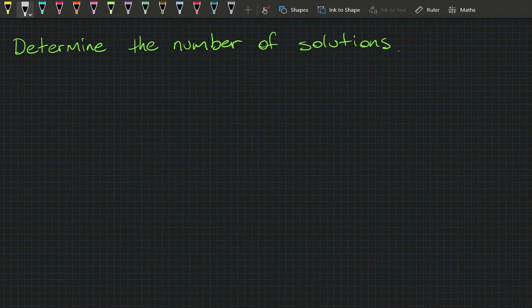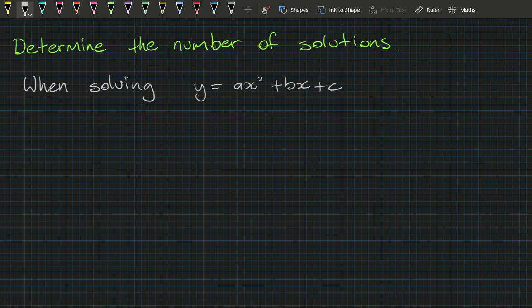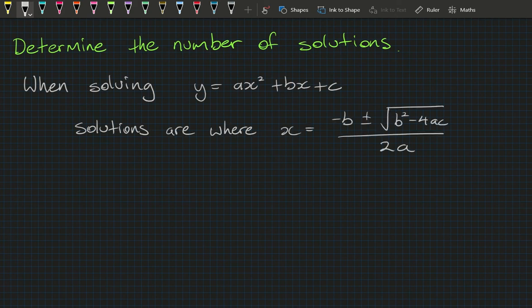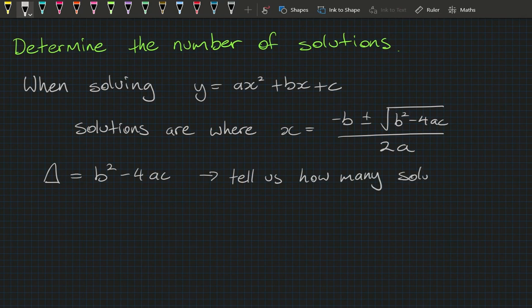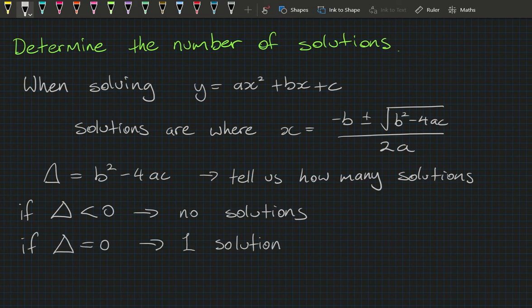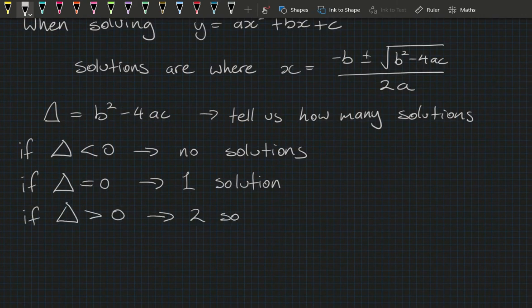So when we're solving a quadratic equation like y equals ax squared plus bx plus c, the solutions are where x equals minus b plus or minus the square root of b squared minus 4ac, divided by 2a. And of course the discriminant, which is equal to b squared minus 4ac, tells us exactly how many solutions there are. Of course you know this already, but I just want to note it down for this section, okay? So if the discriminant is less than 0, then there's no solutions. If it's equal to 0, then there's one solution. And if it's greater than 0, we've got 2 solutions.